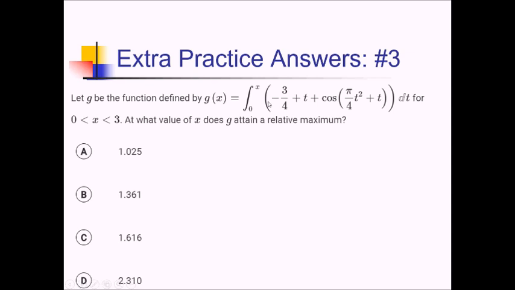Since g is this function with this variable in the upper limit of integration, to take the derivative of this and get g prime, all we have to do is use our fundamental theorem and basically plug the upper limit here in for the dummy variable. So we end up with negative 3/4 plus x plus cosine of pi over 4 x squared plus x, all this, and now we just need to see where this craziness changes from positive to negative. Now this is a graphing calculator question, so let's go and check it out.